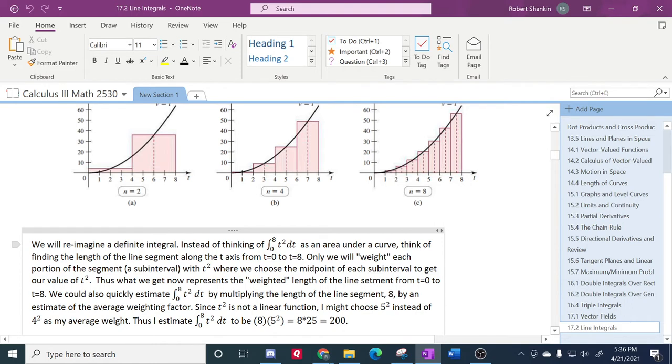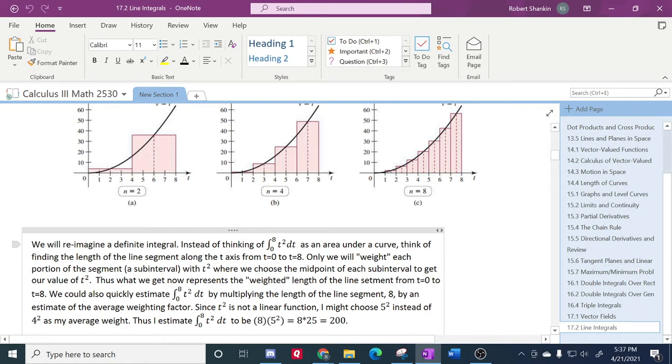All right. Since t squared is not a linear function, 8 squared is going to be a lot bigger than 1 squared. These large numbers are going to be a lot larger than the small ones. So, since t squared is not a linear function, I might use 5 squared instead of 4 squared as my average weight. When you've got a function like t squared, if it was a linear function, I'd choose the midpoint. But here, maybe not.